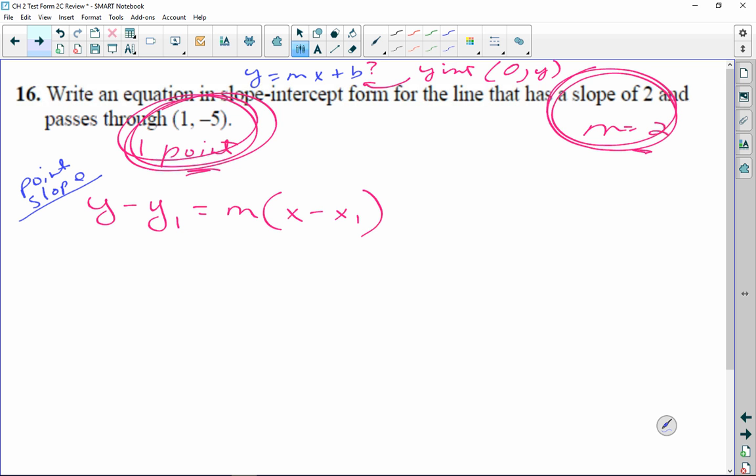Trying to get you guys to think a little bit. Point-slope form. Okay, so x1, y1. Then it just becomes a matter of plugging everything in. Again, keep your minus separate from your negative. Y minus negative 5. My slope is 2. X minus 1. And then just simplify. Y plus 5 equals 2x minus 2. Subtract 5 from both sides.